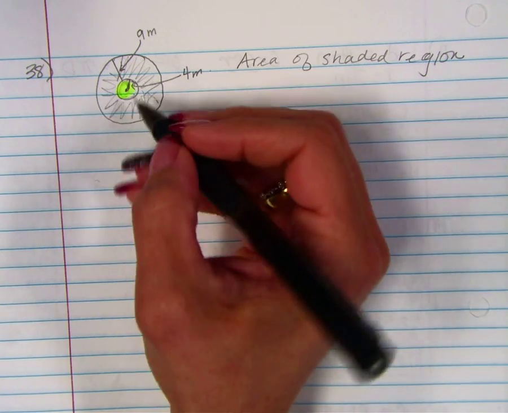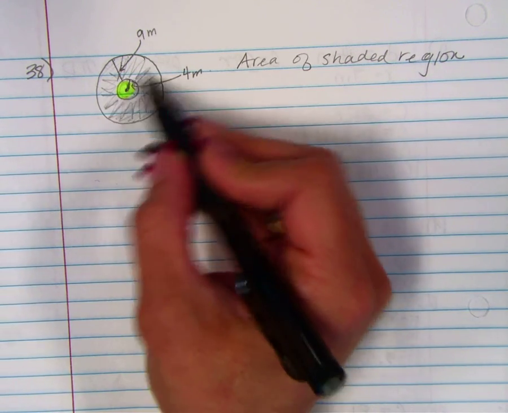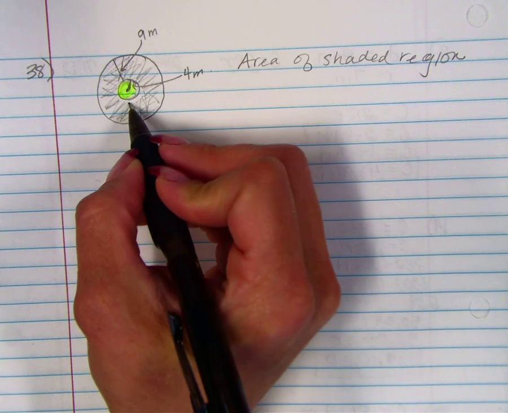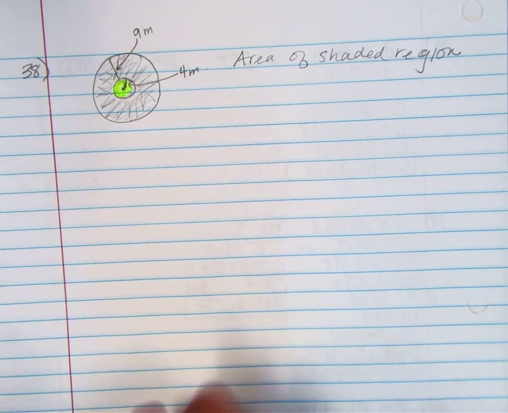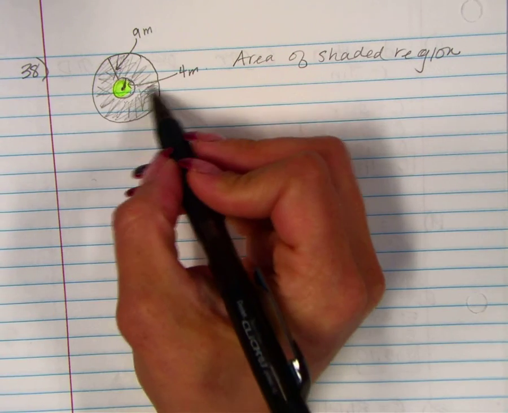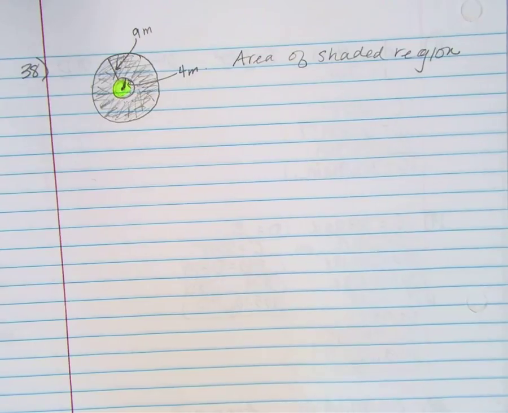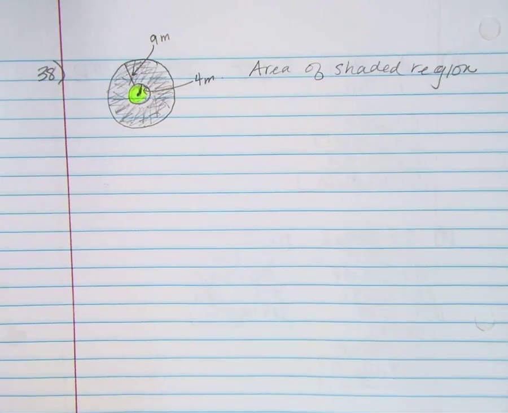So if you do the area of this whole giant piece, and then you do the area of the yellow part, you can subtract the yellow from the big one, okay? And that's how you get what's left over in just this blue shaded region out here, okay? So we have multiple steps. So we're gonna solve for the area of the big circle first, okay?